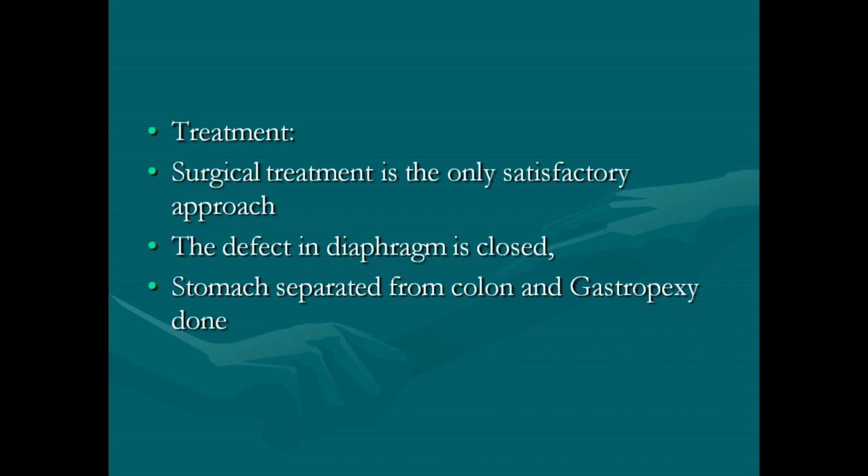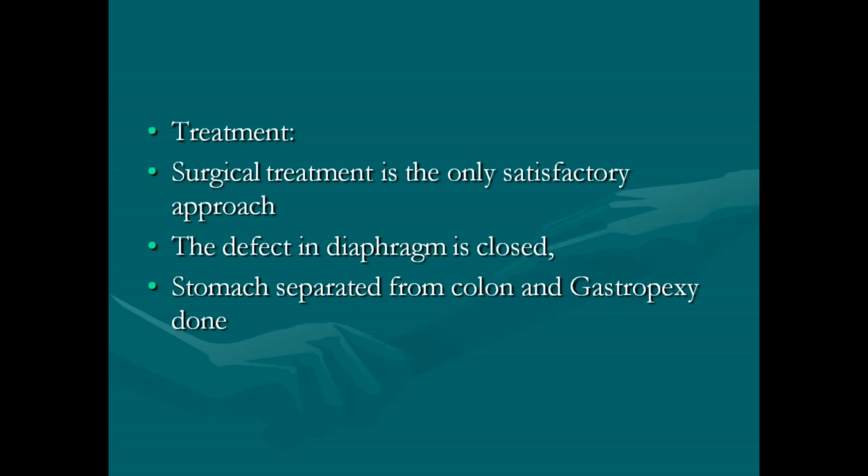Because there are some contents in the chest wall, you have to reduce it. You have to take all the contents back into the abdomen, and the diaphragm defect is closed. Most of the time now we are planning all diaphragmatic hernia repairs with a mesh. So the diaphragmatic defect is closed, then they will separate the stomach from the colon and fix the stomach. That is gastropexy.